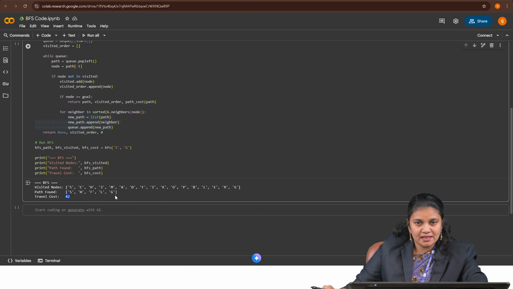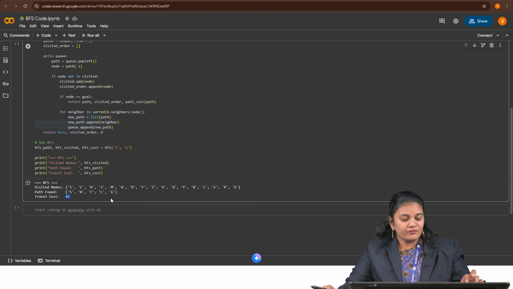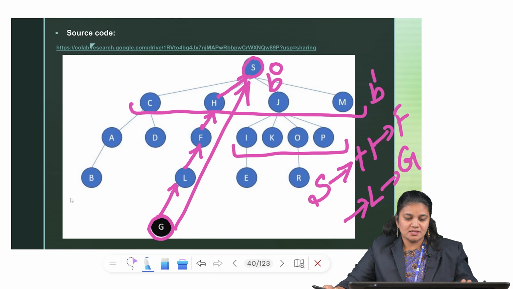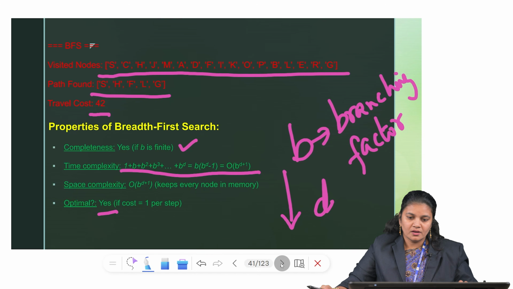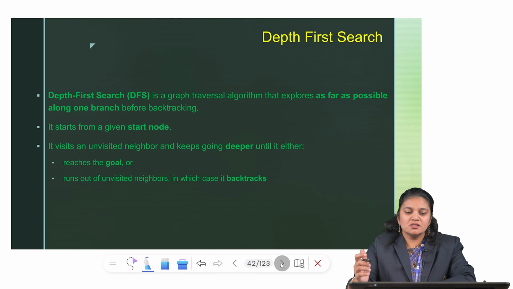Now we can see the next algorithm, how it works and how it is being executed, and what the path cost will be if we travel through that. Let us move to the next algorithm, the depth first search.